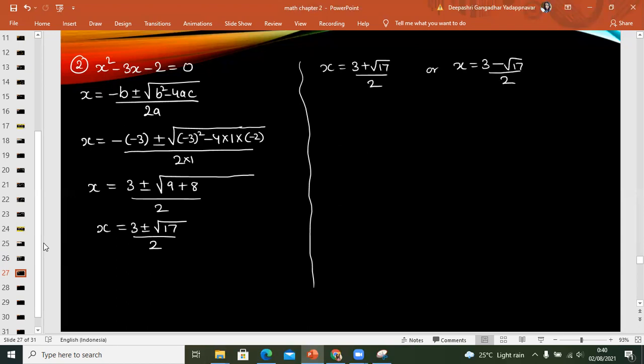Yes, we cannot solve this further. If we were using a calculator we could solve further, but we are not using a calculator here. So this is the final solution.